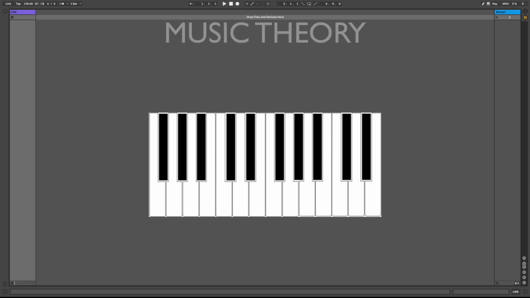Let me start off by explaining that there are 12 notes in Western music. Each one of these notes has a letter associated with it, and this is how we define what note we are playing. If we look at the piano keys, this is the note we call A.